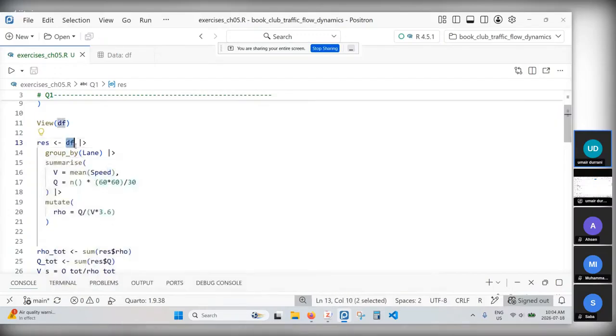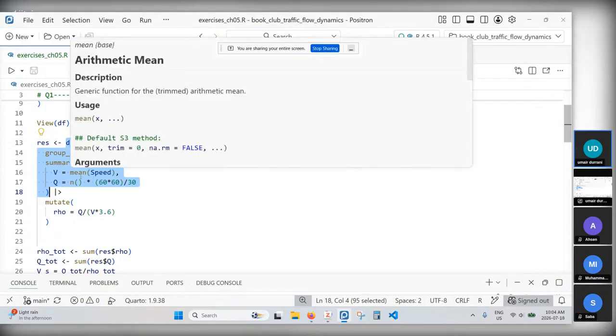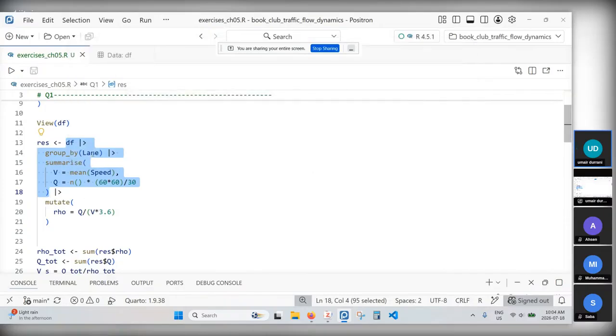We take df, and then in R, this is called a pipe operator, which means and then. So we take the data frame and then we group it by the lane column. In this case, that's this column. And then once we have done that, we then summarize and estimate the flow and the macroscopic speed. The speed, as we discussed, is going to be the arithmetic mean, so we just use the mean function. And since we are doing it by group, we can do it for each lane separately.